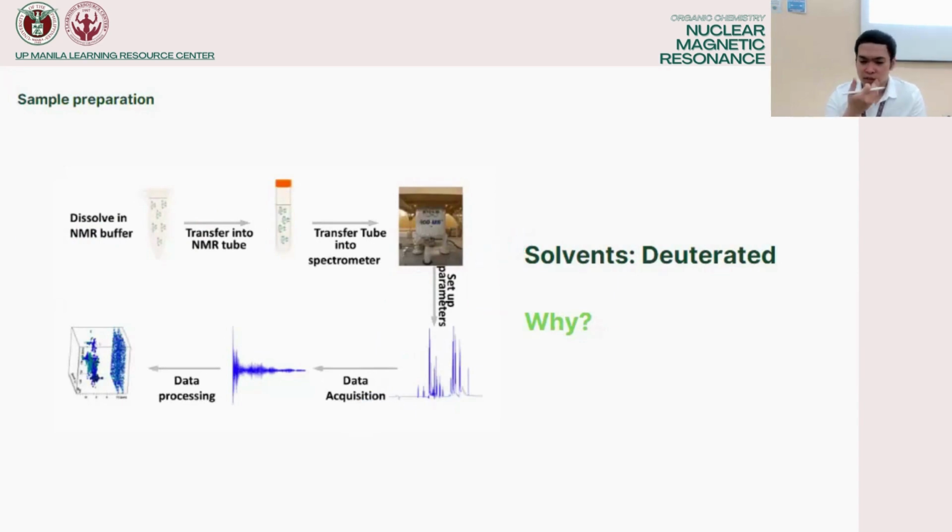Why? Can we know what deuterated solvents are? Water. Maybe water. It's not necessarily heavy water. So it has to do with the structure of your solvent.